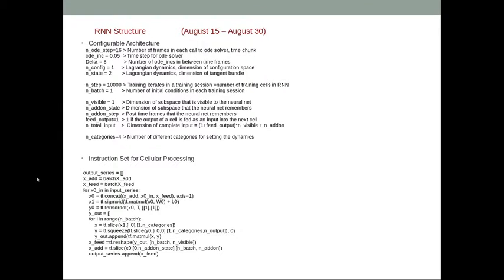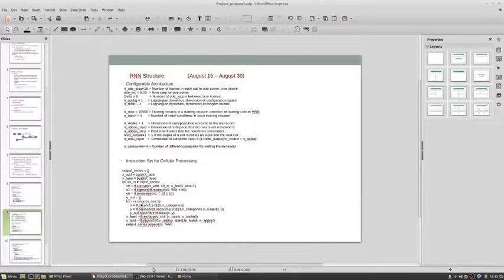Those predictions are put into this list called output series. So once you've gone through the process, you come here and you place the prediction into the output series, and then that prediction becomes an input into the next cell.